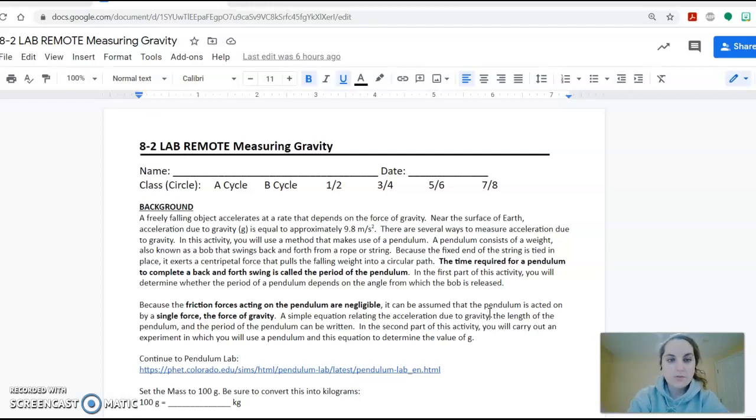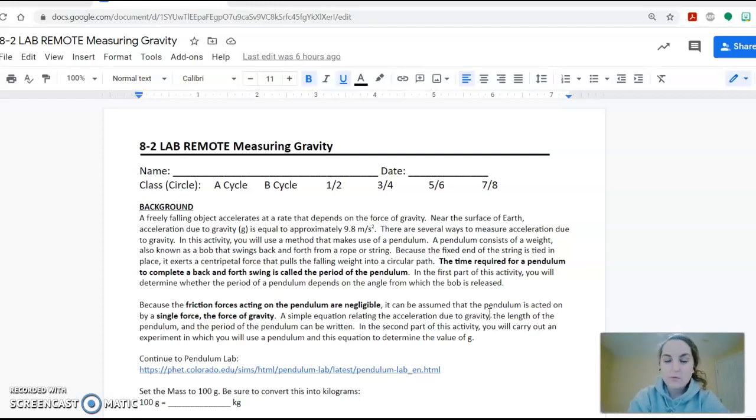All right, so this is Measuring Gravity Lab. And so a freely falling object accelerates at a rate that depends on the force of gravity. And that's what we're learning about in class right now, the force of gravity. And we measure the force of gravity with F equals G m1 m2 over d squared, where that capital G is the universal constant for gravity. Okay, it's the same wherever you go.